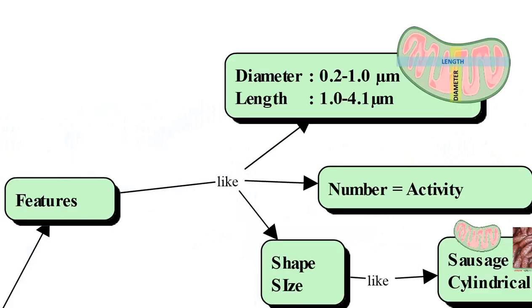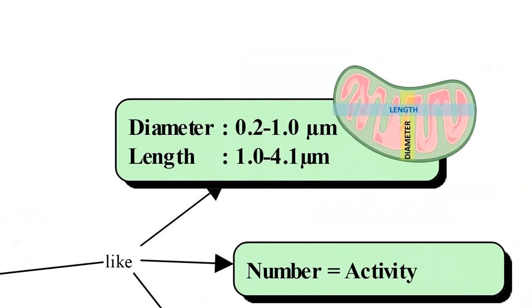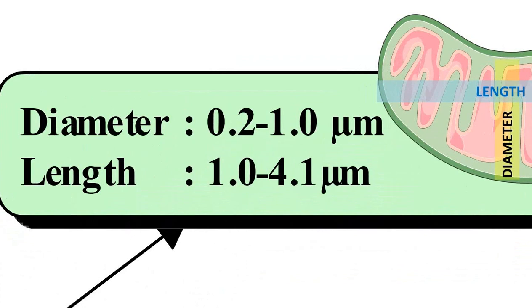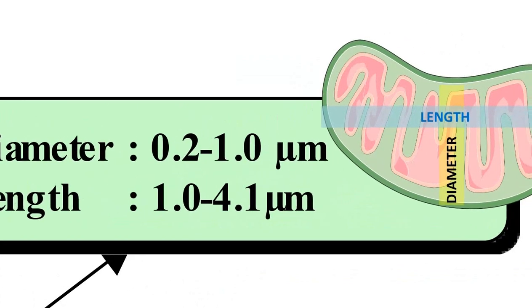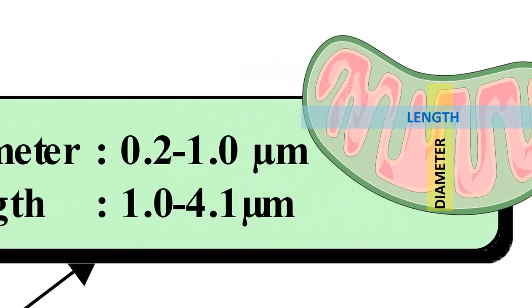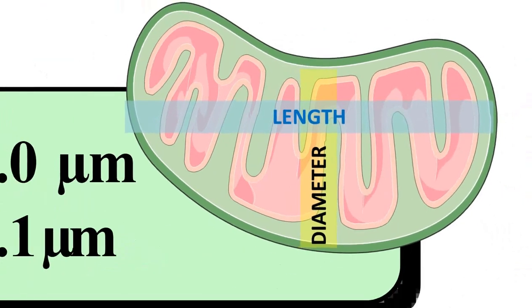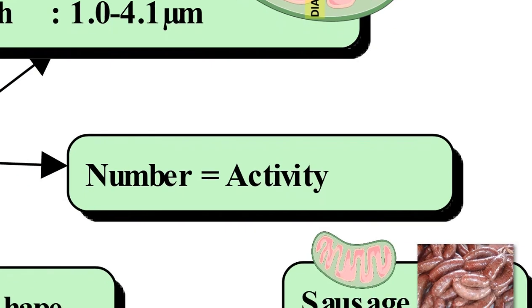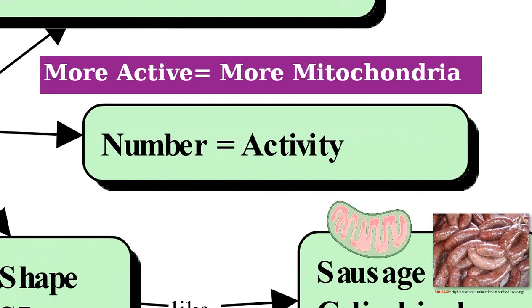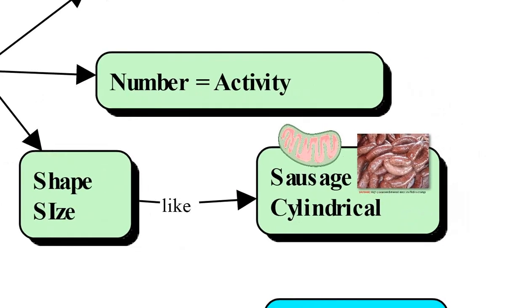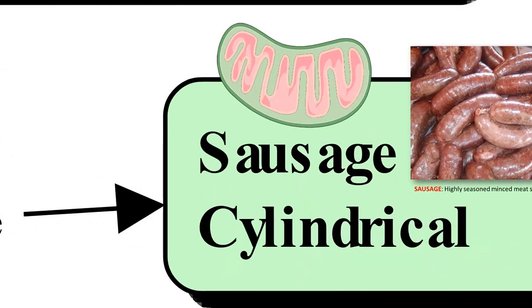The important characteristic features of this mitochondria are, usually the diameter is 0.2 to 1 micrometer, and the length of the mitochondria will be around 1 to 4 micrometer based on the activity of the cell. Even the number of this mitochondria per cell also depends on the activity of the cell. If the cell is more actively involved in metabolic activities, usually we find more mitochondria to produce more energy.